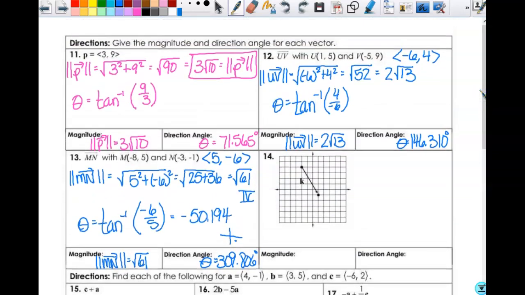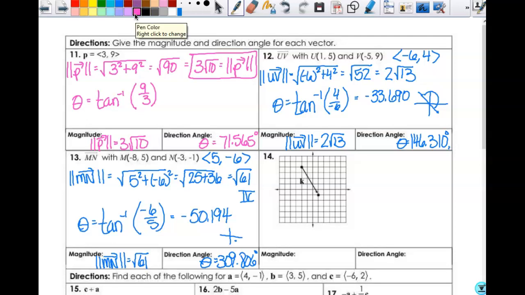So up here, what the calculator actually gives me here, and what it should give you, is -33.690. So that puts it here in the 4th quadrant somewhere. This is a 2nd quadrant vector, so I need to add 180 to that. So when I add 180 to this in my calculator, that's where I get that 146 from.